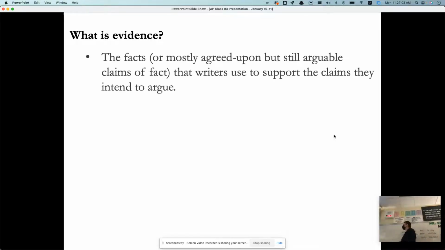What is evidence? It is the facts or mostly agreed upon but still arguable claims of fact that writers use to support the claims they intend to argue.